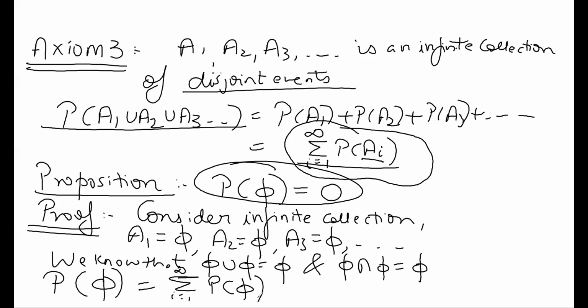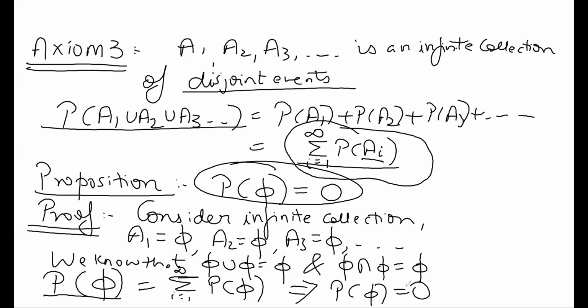So I ask you guys, how can P of phi be equal to its sum? A number can be equal to its sum only when the number is exactly equal to 0. A number can be equal to its sum when the number itself is equal to 0.